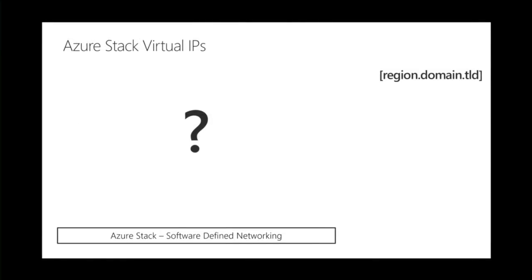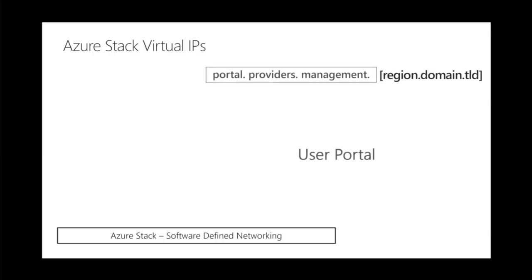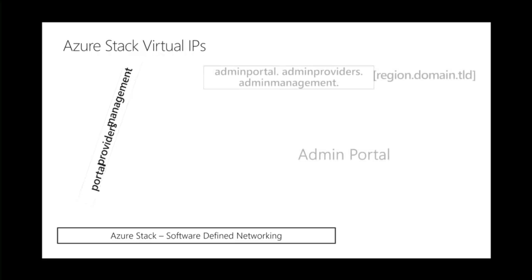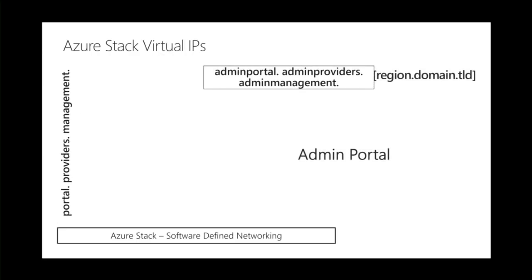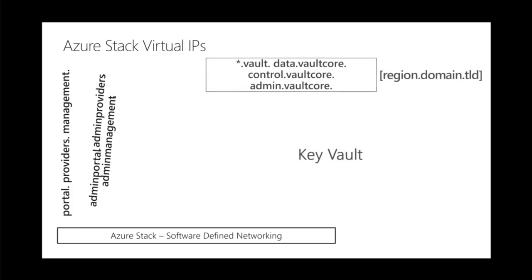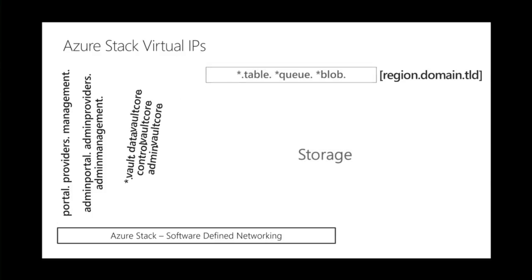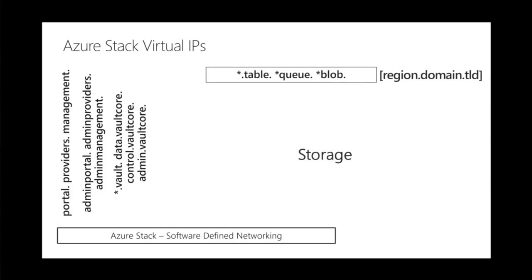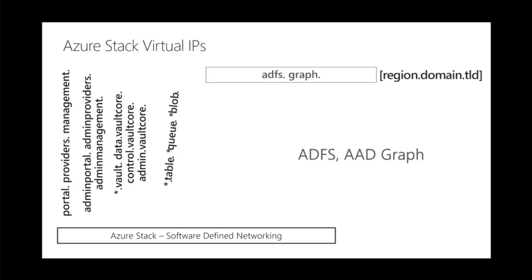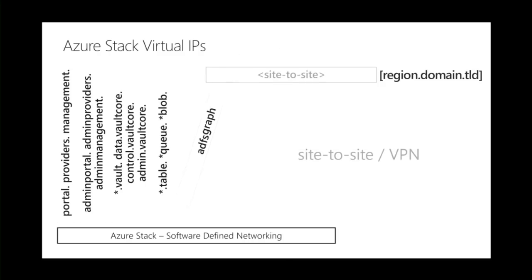So what are those? The ones I'll list are the things that we stand up and run initially with Azure Stack. It's the user portal and the admin portal, which have a set of virtual IPs, and these are the associated host names that get stood up with them. There's a key vault and a set of services. There are also storage endpoints in Azure Stack. And there's ADFS, AAD, and Graph, depending on which authentication mechanism you're using.